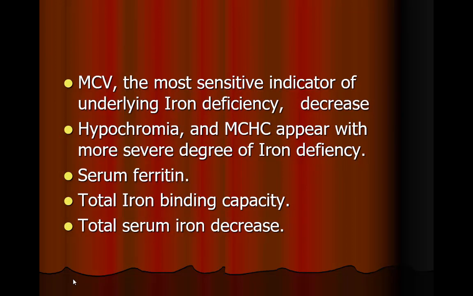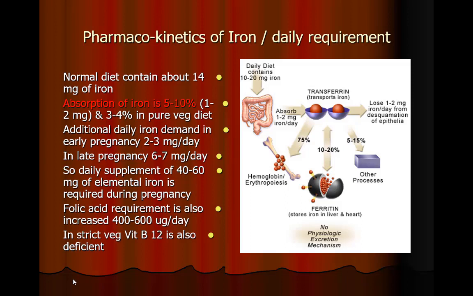MCV is the most sensitive indicator of underlying iron deficiency. This will be decreased. Hypochromia and MCHC appear with a more severe degree of iron deficiency anemia and will be decreased also. Serum ferritin level will be decreased. Total iron binding capacity increased. Total serum iron decreased during pregnancy with iron deficiency anemia.